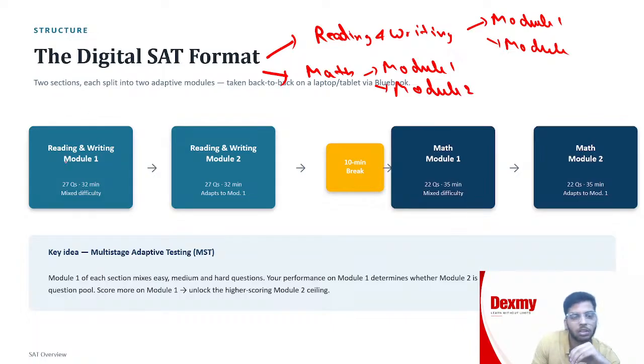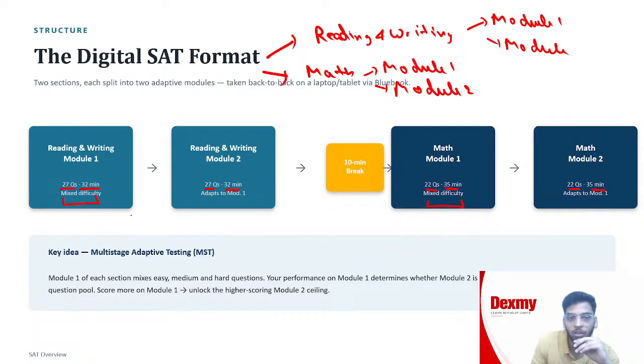Now module one comprises 27 questions and you'll get 32 minutes, and then the same, 27 questions in 32 minutes. In mathematics you'll get 22 questions in 35 minutes and 22 questions in 35 minutes. But there is one more catch. Module one comes with mixed difficulty for both parts. And module two is adaptive. It depends on how you score in module one.